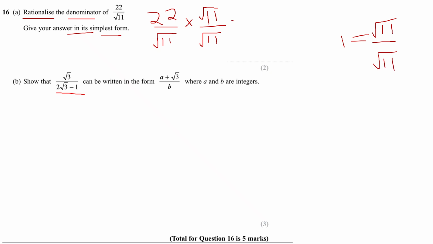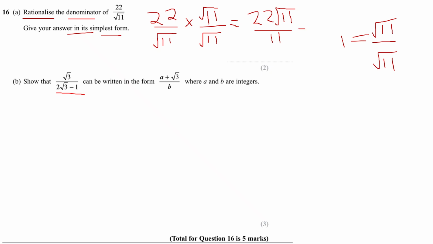On the top, I'm multiplying fractions. I multiply top by top and bottom by bottom. 22 times root 11, I write it as 22 lots of root 11, so 22 root 11. And on the bottom, here's where the magic happens. Root 11 times root 11 is just 11. Hence I've now rationalized the denominator. I've gotten rid of that surd on the bottom by doing this process.